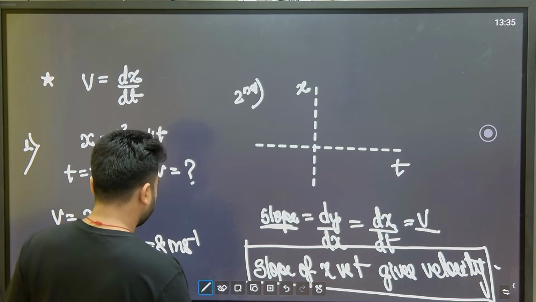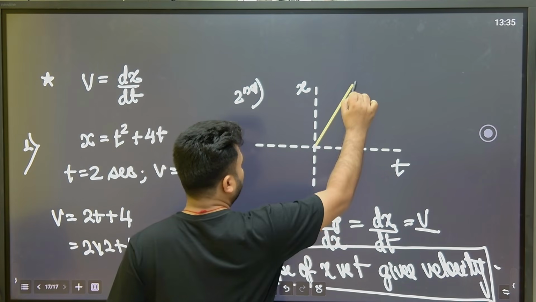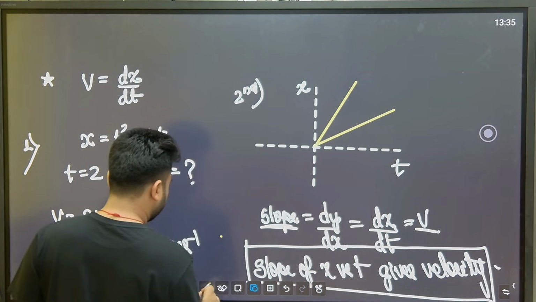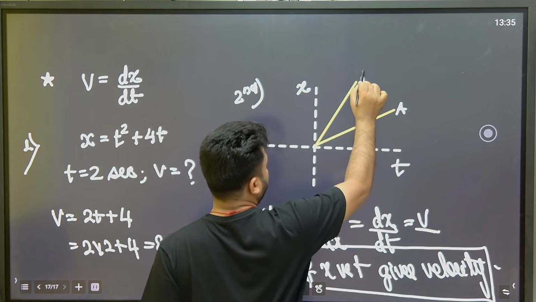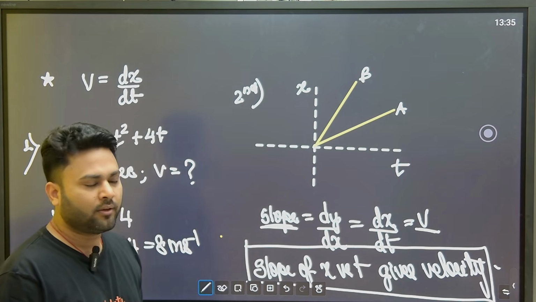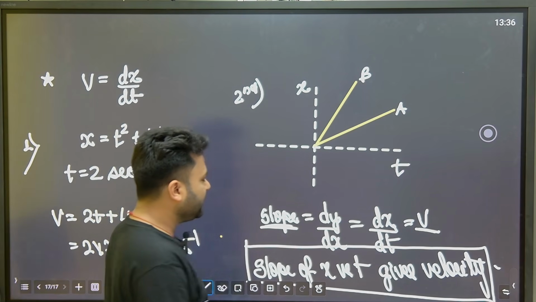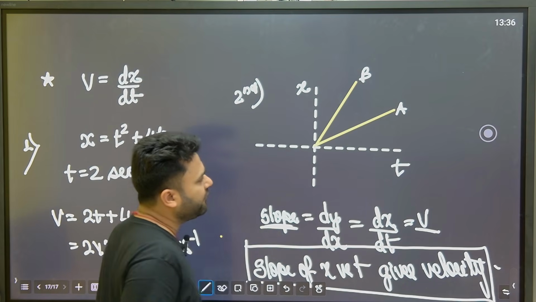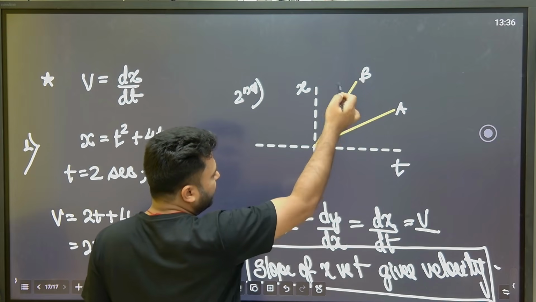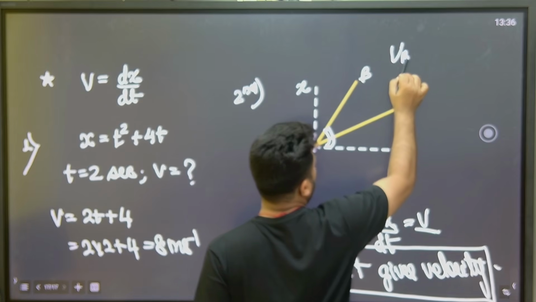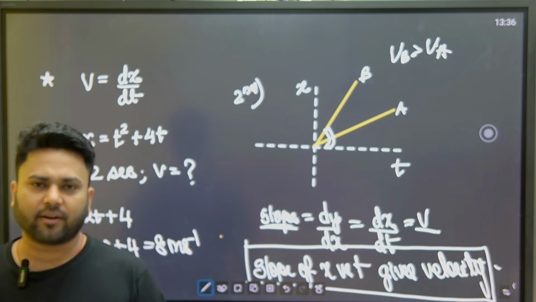They can give like this, that there is one object whose x versus t graph is like this. This is the x versus t graph of object A. This is the x versus t graph of object B. Which object has more velocity? So velocity is nothing but the slope of the x versus t graph. You can see here the slope of B is more. So slope of B is more means velocity of B is more than velocity of A. Correct?